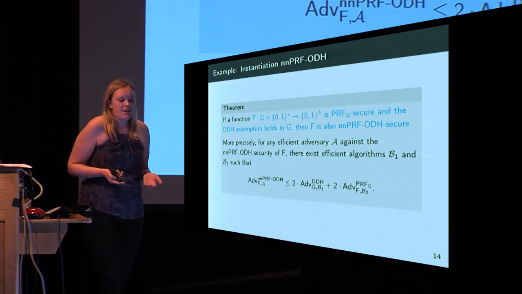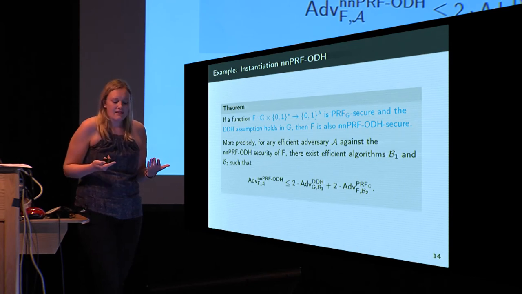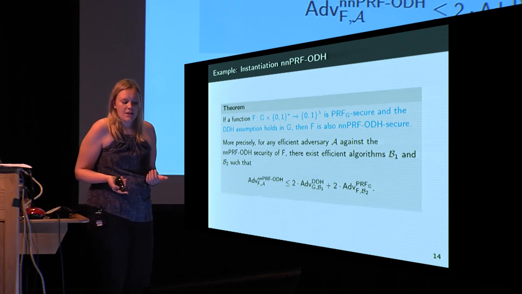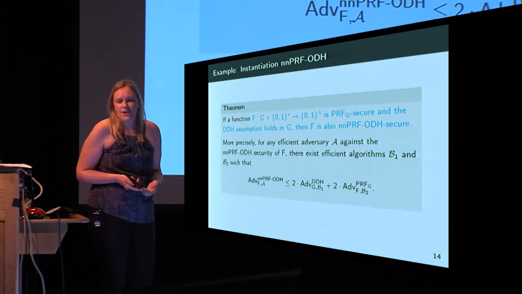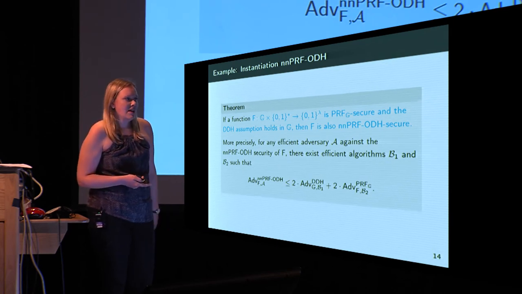What do I mean by instantiate, just to make it clear? If you take a function, for example, for the NNPRF ODH case, that is PRF secure, and the DDH assumption also holds in that group, then we showed that the F is also NNPRF ODH secure. And this is similarly for the MMPRF ODH instantiation.